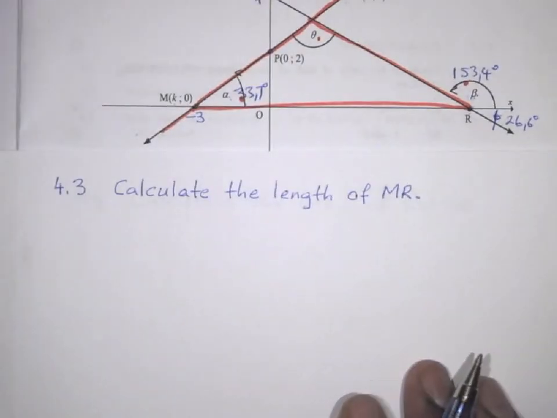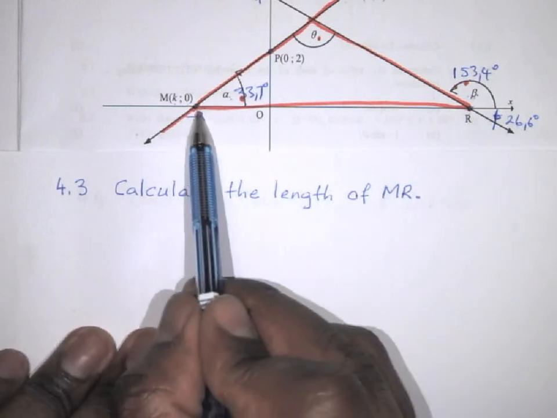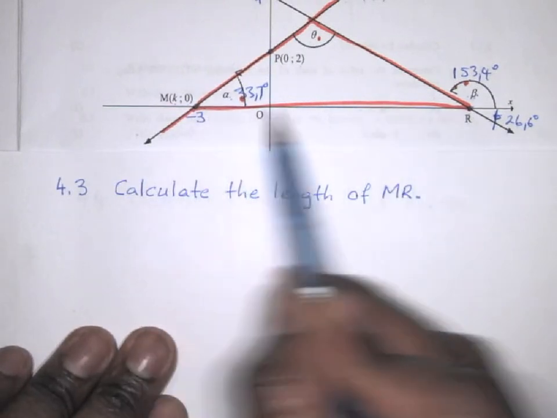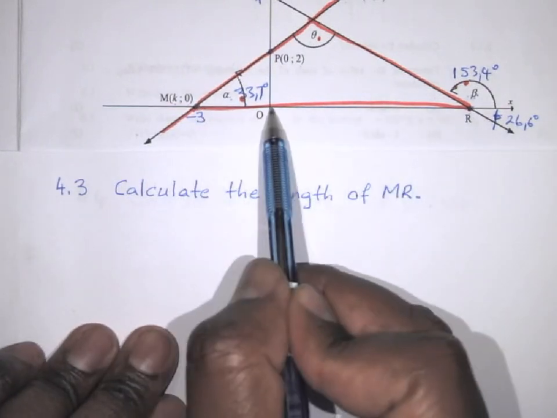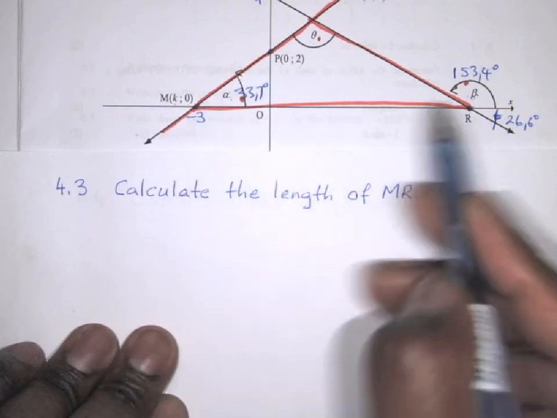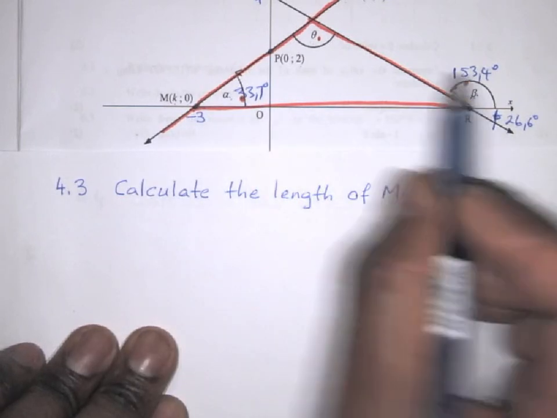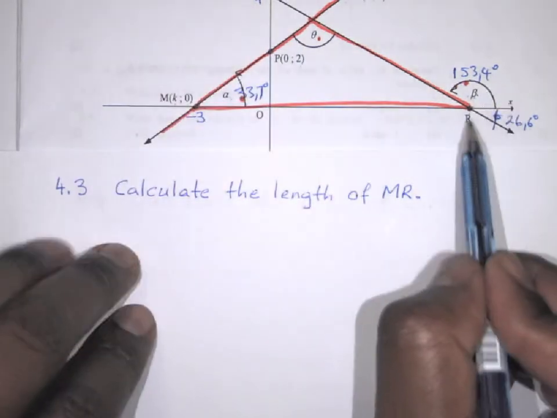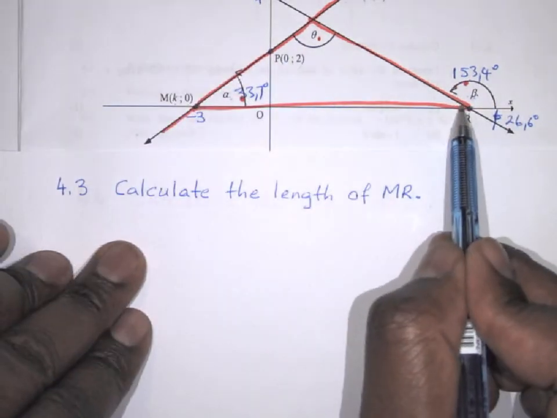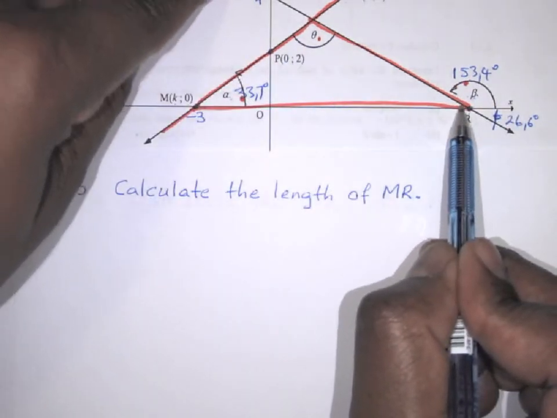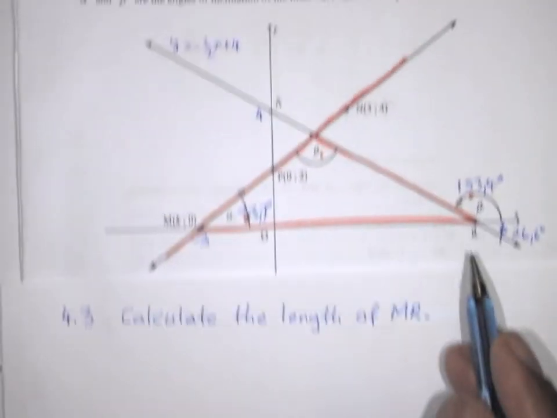Okay, now let's look at another question. Another question says, calculate the length of MR. So MR is this length here. We know that this is 3, so from there to there is 3 units. So I need to work out that. How do I find the coordinates of R? R is the y-intercept of this. So I can try and find the y-intercept. We make x 0 on the equation. So x is 0 here.